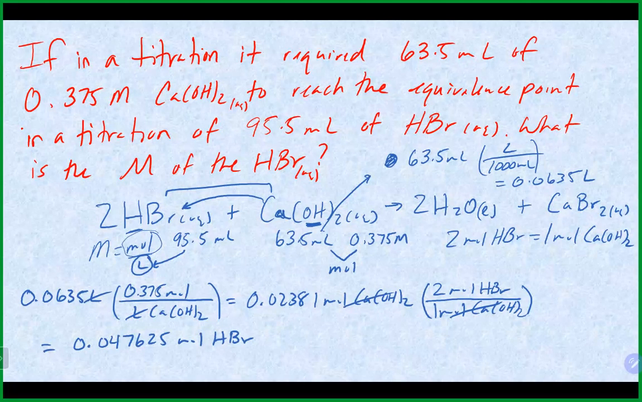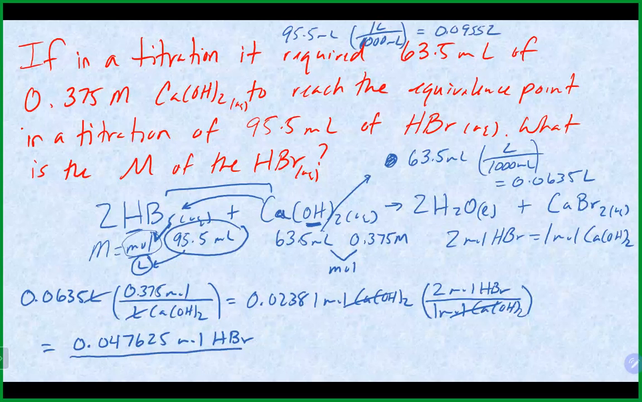Really, the whole purpose of this was to be able to get to the moles of the hydrobromic acid, which we now have from the stoichiometry. We also need to convert our volume of hydrobromic acid into liters. So we'll also take that 95.5 milliliters divided by 1,000, and 1 liter, gets us 0.0955 liters. That is what we want to divide by, as molarity is moles per liter.